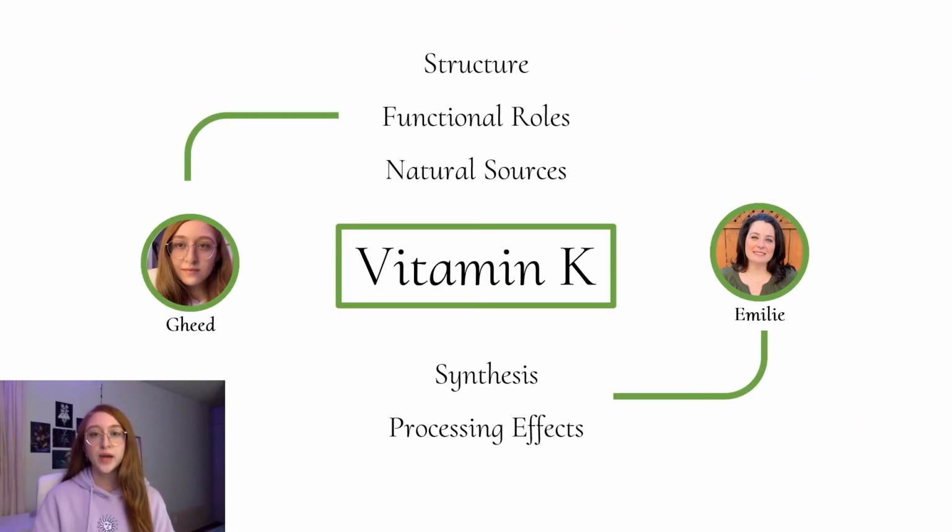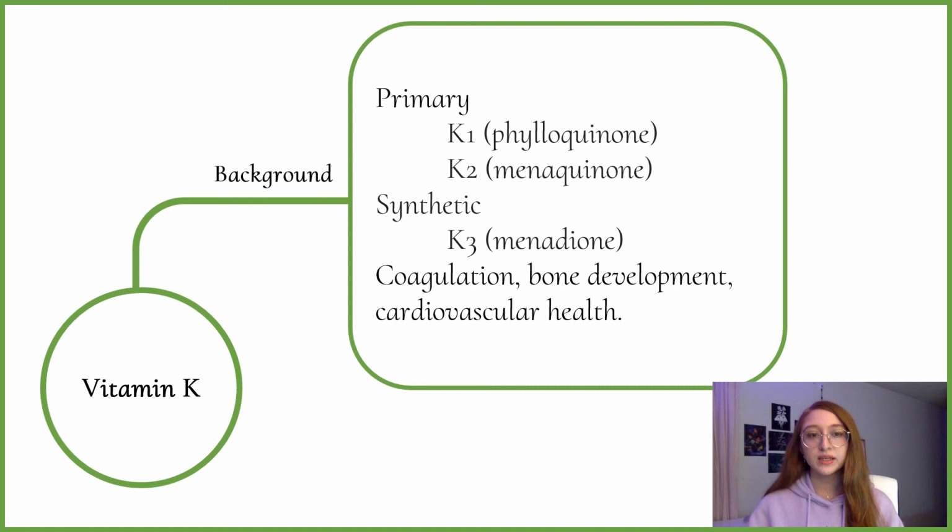Thank you. So now we are going to be talking about the fat-soluble vitamin, vitamin K. I will be talking about the structure, functional roles, and natural sources, and Emily will be talking about the synthesis and processing effects on the vitamin. So a bit of background on vitamin K. It is involved in coagulation, bone development, and cardiovascular health. There are 3 known forms of vitamin K. The first 2 forms are the primary forms, and they're known as vitamin K1 or phylloquinone, and vitamin K2 or menaquinone. The third form is a synthetic form known as vitamin K3 or menadione.